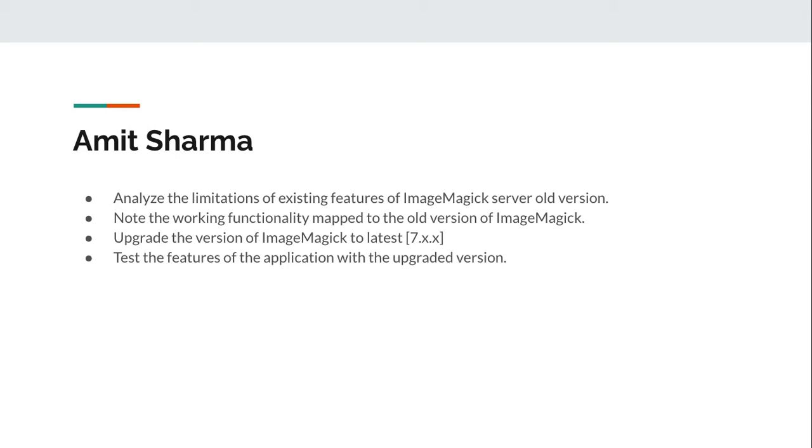In this sprint, I, Amit Sharma, worked on the analysis of the limitations of the existing feature of ImageMagick servers, which was basically an old version, version 6.1. I noted down the functionality that was working on that old version of ImageMagick, so that when the new version is installed and the whole website is upgraded, those old functions work as well. I upgraded ImageMagick to the latest version, tested a few features of the application, and noted down what is not working. I will be fixing those in the next sprint.